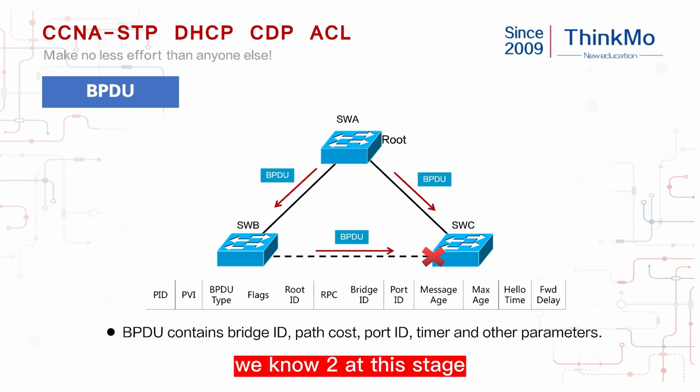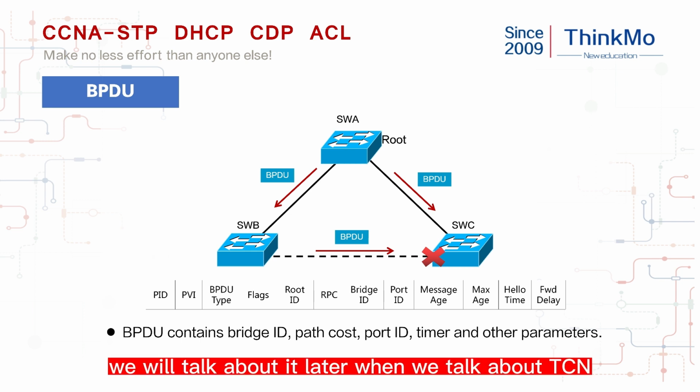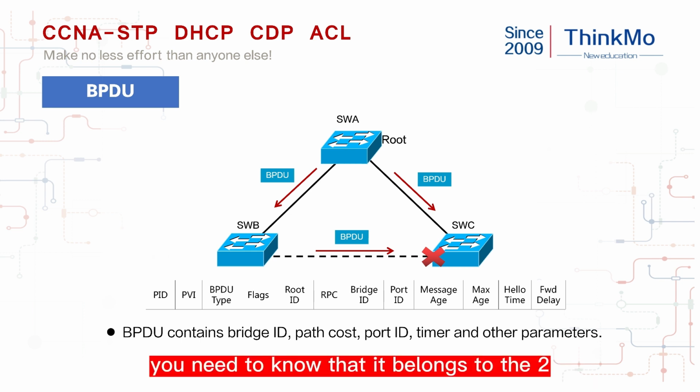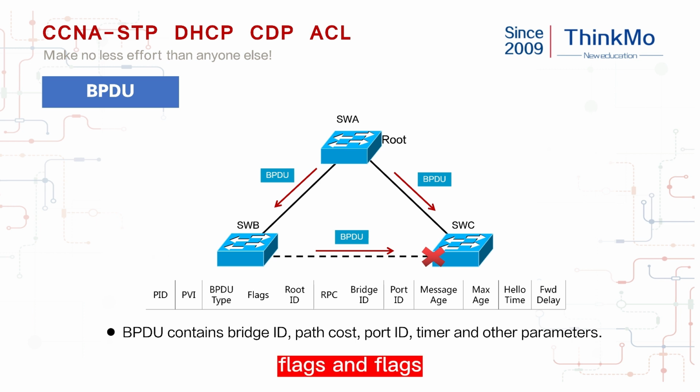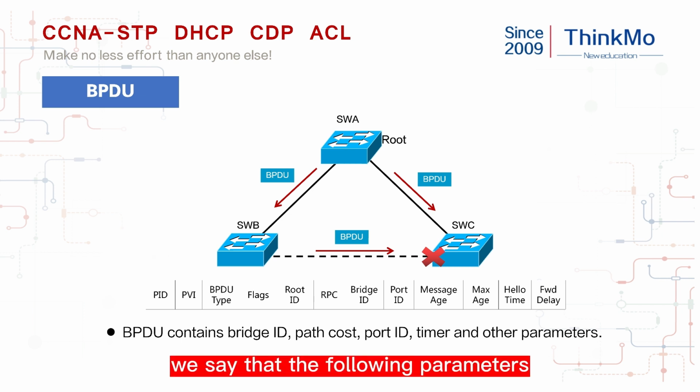We know two at this stage. One is called TC and one is called TCA. We will talk about them later when we talk about TCN. You need to know that they belong to the flags. Let's go on. The middle ones have been covered. Next we say the following parameters.